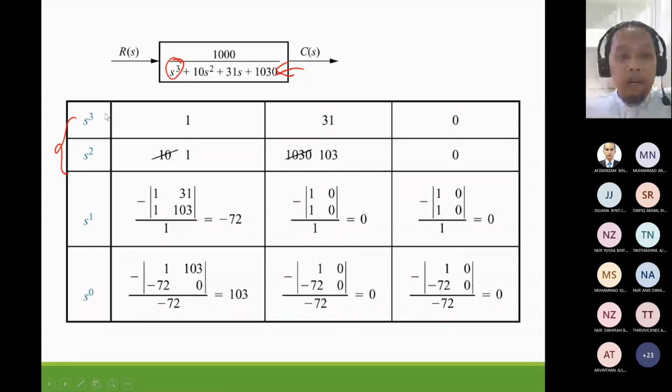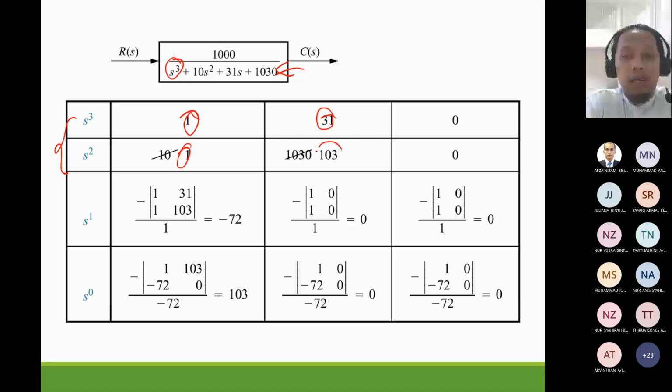And then after you fill the two top rows, you can start filling the next row, row S1. This is done by calculating the determinant. So how to determine the values here? It's a negative determinant of the values 1, 1, 31 and 103, divided by the row above.